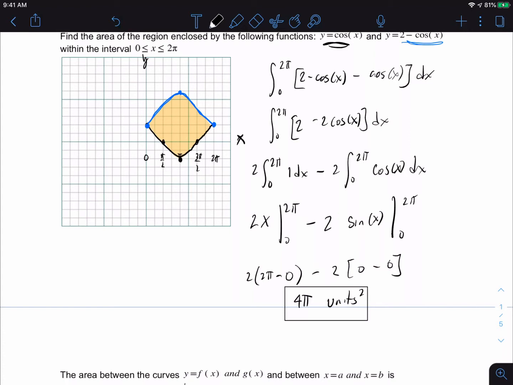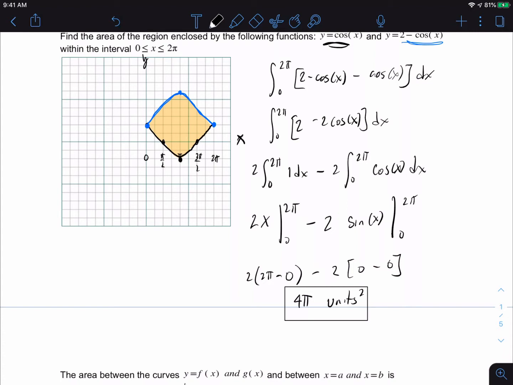The integral of cosine, is it sine of x, or is it negative sine? The integral of cosine is sine of x. The integral of sine is negative cosine. Remember, it's the opposite of what the derivative is. The derivative of cosine is negative sine, but when we take the integral of cosine, it's the positive sine.